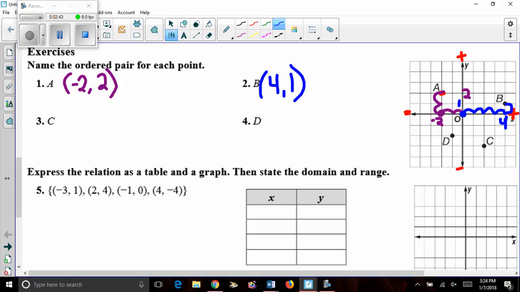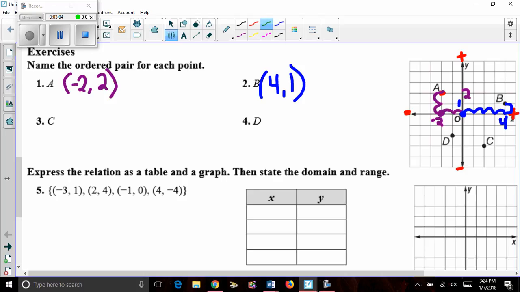I know it's very soon in the video, but I would really like if you paused right now and tried to see if you could figure out where points C and D are on this graph. Alright, let's take a look.